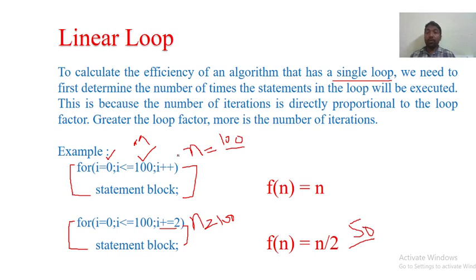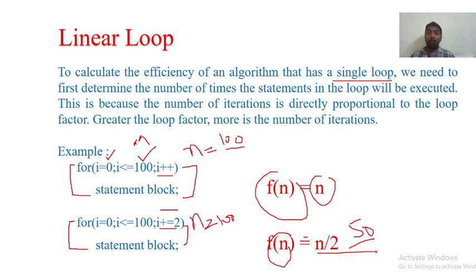So this type of loop comes under what? Linear loop. In a linear loop, when you have additions or subtractions in your for loop, then we go for a linear loop, and it is represented as a function f of n equal to n, or else f of n equal to n by 2 here.